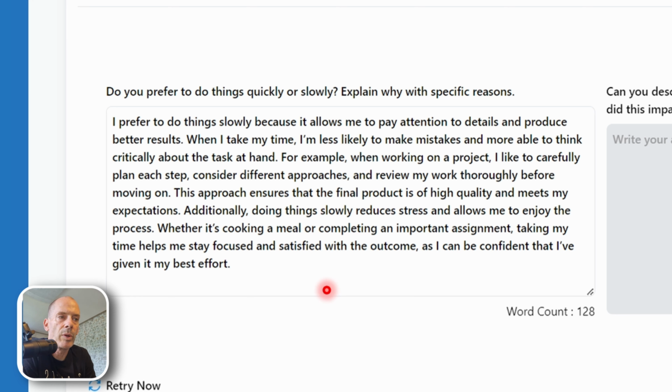For example, when working on a project, I like to carefully plan each step, consider different approaches, and review my work thoroughly before moving on. This approach ensures that the final product is of high quality and meets my expectations. Additionally, doing things slowly reduces stress and allows me to enjoy the process. Whether it's cooking a meal or completing an important assignment, taking my time helps me to stay focused and satisfied with the outcome, as I can be confident that I've given it my best effort.